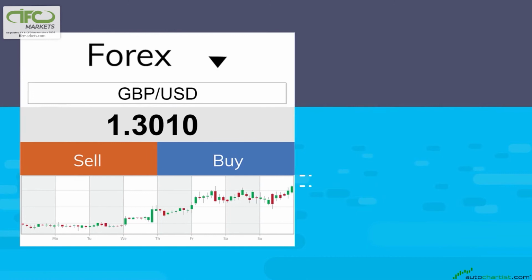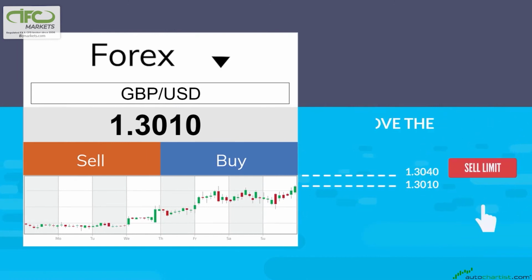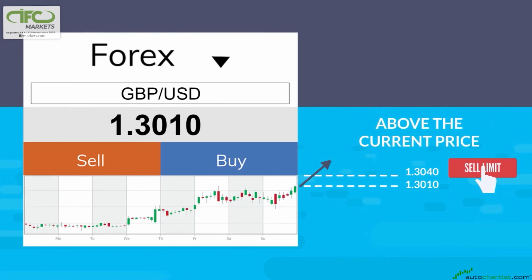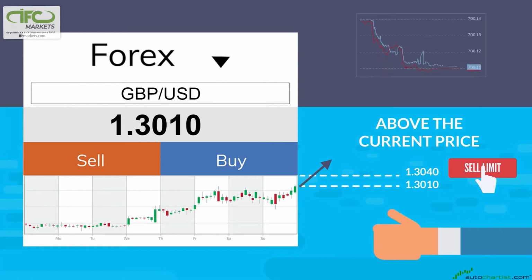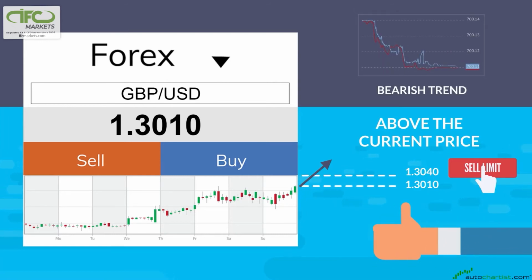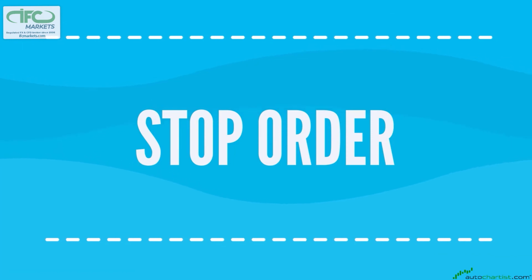When it comes to a sell limit order, you will place this order above the current price if you assume that the price will go up in the short term, but you want to take advantage of a bearish trend from that level. Stop order.